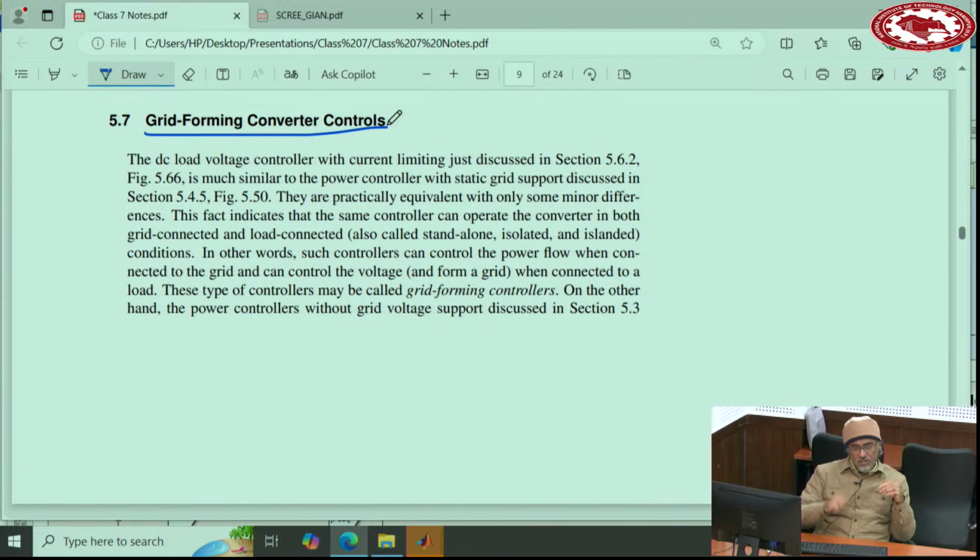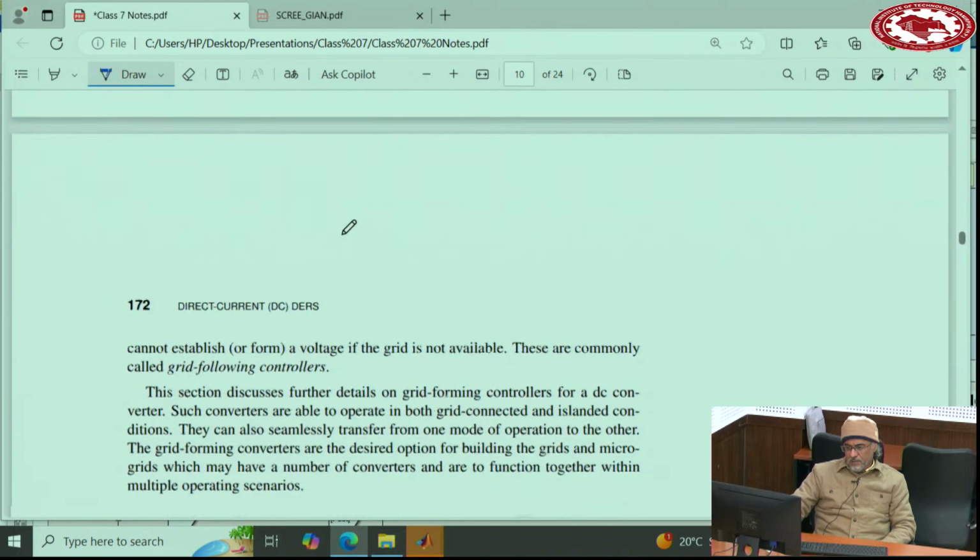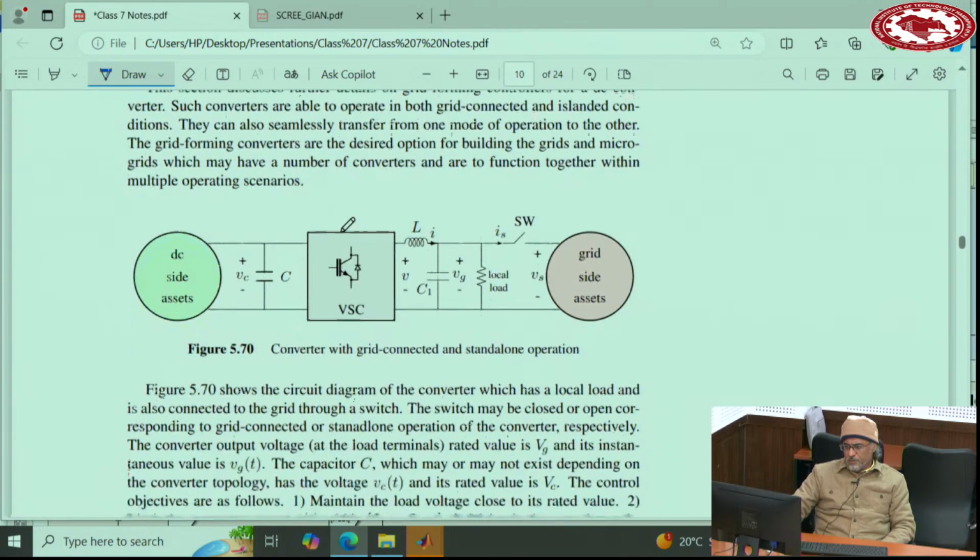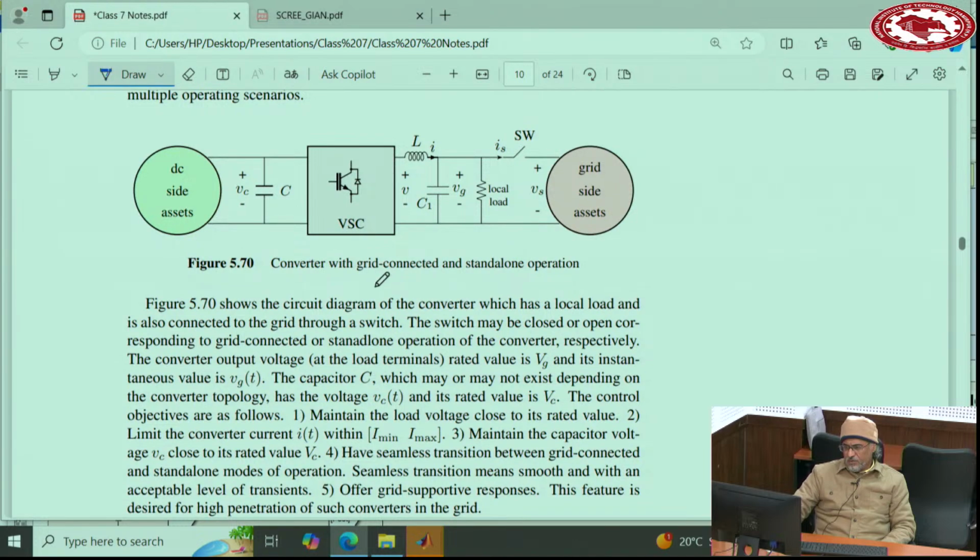And if it's connected to the grid, and now the grid is the main part that provides the voltage, they should still work. In other words, these converters, grid forming converters, should be able to operate in both modes, grid connected and grid disconnected or islanded. So this is basically the statement of the problem.